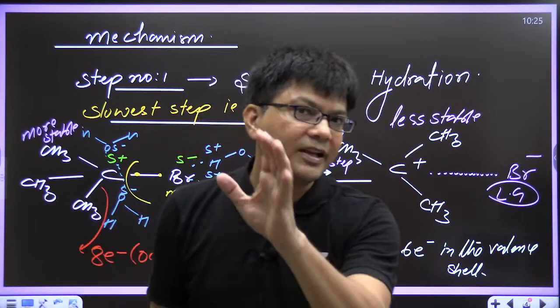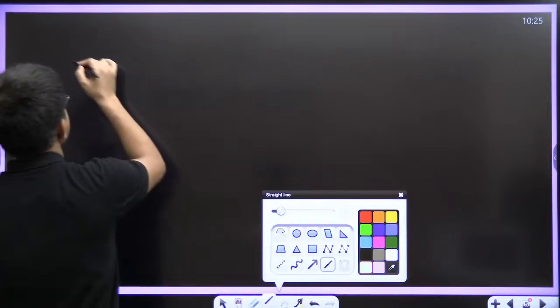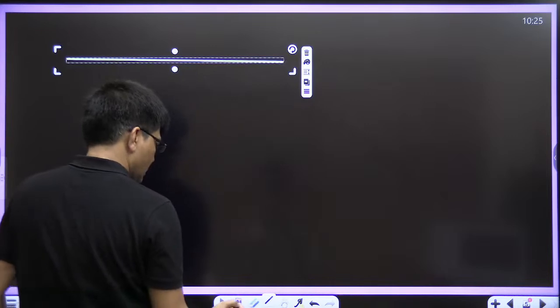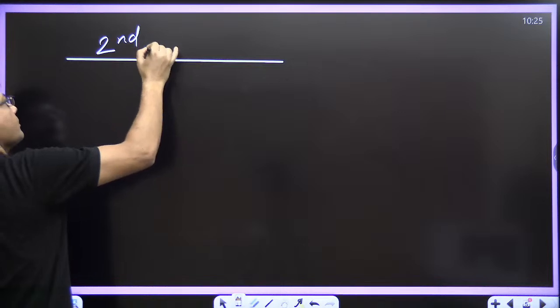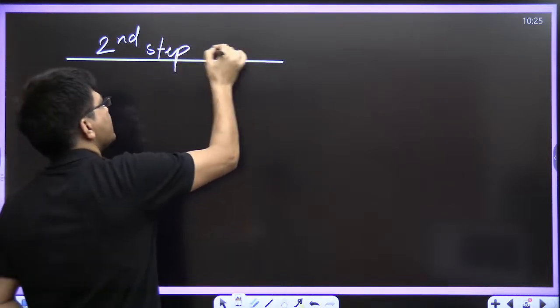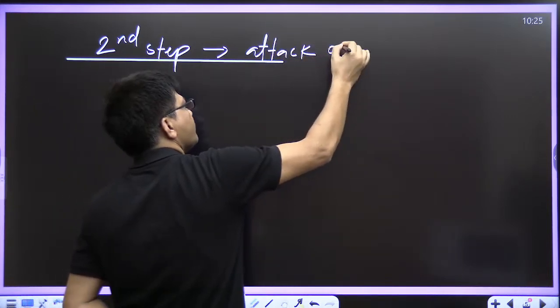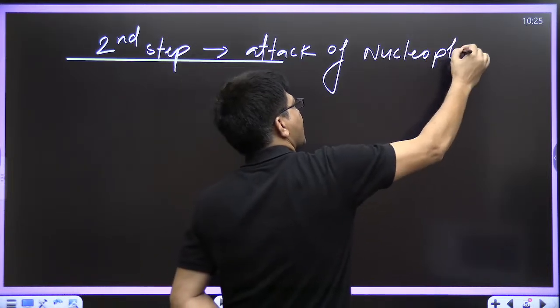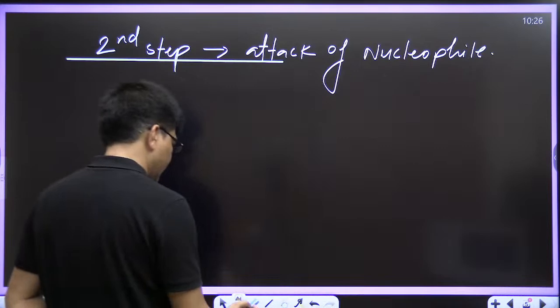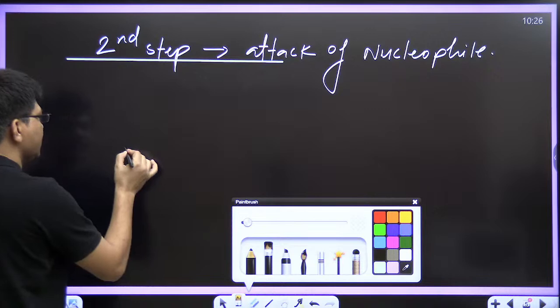Now see the second step. In the second step, what is going to happen? Always remember, the second step is the attack of nucleophile. Now kids, will the nucleophile attack from the front side or back side? Let's see. This is a very, very important point, and here the students are mainly getting confused.